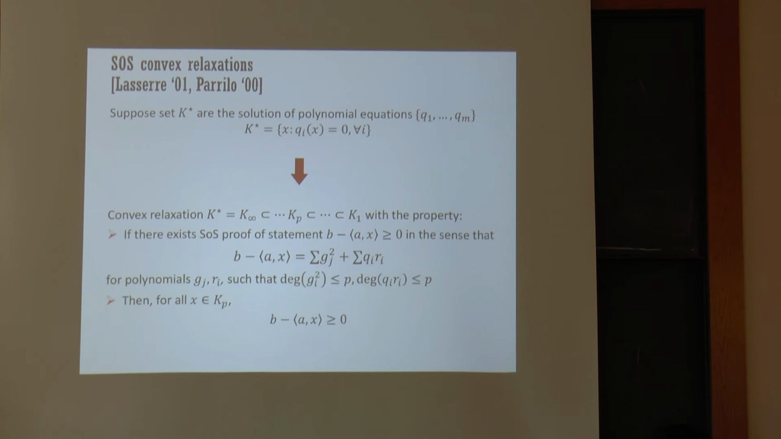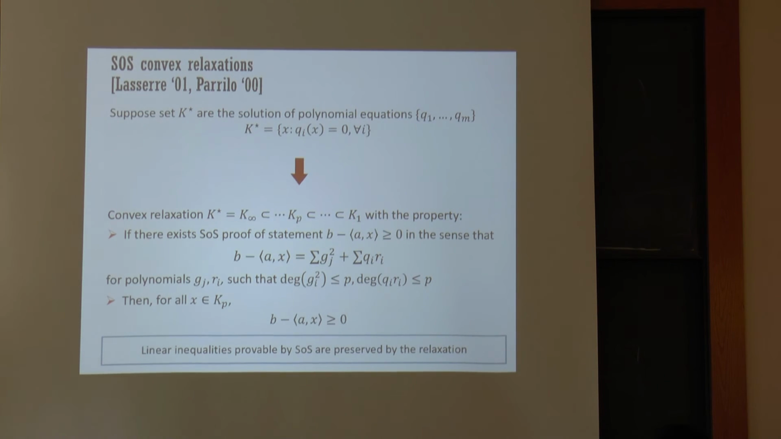So recall that K sub p is a larger set. In K star, this inequality is definitely true. But here we can say also in the larger set this inequality is true. So just to summarize this in a line, this says that the linear inequalities provable by sum of squares are preserved by the relaxation.